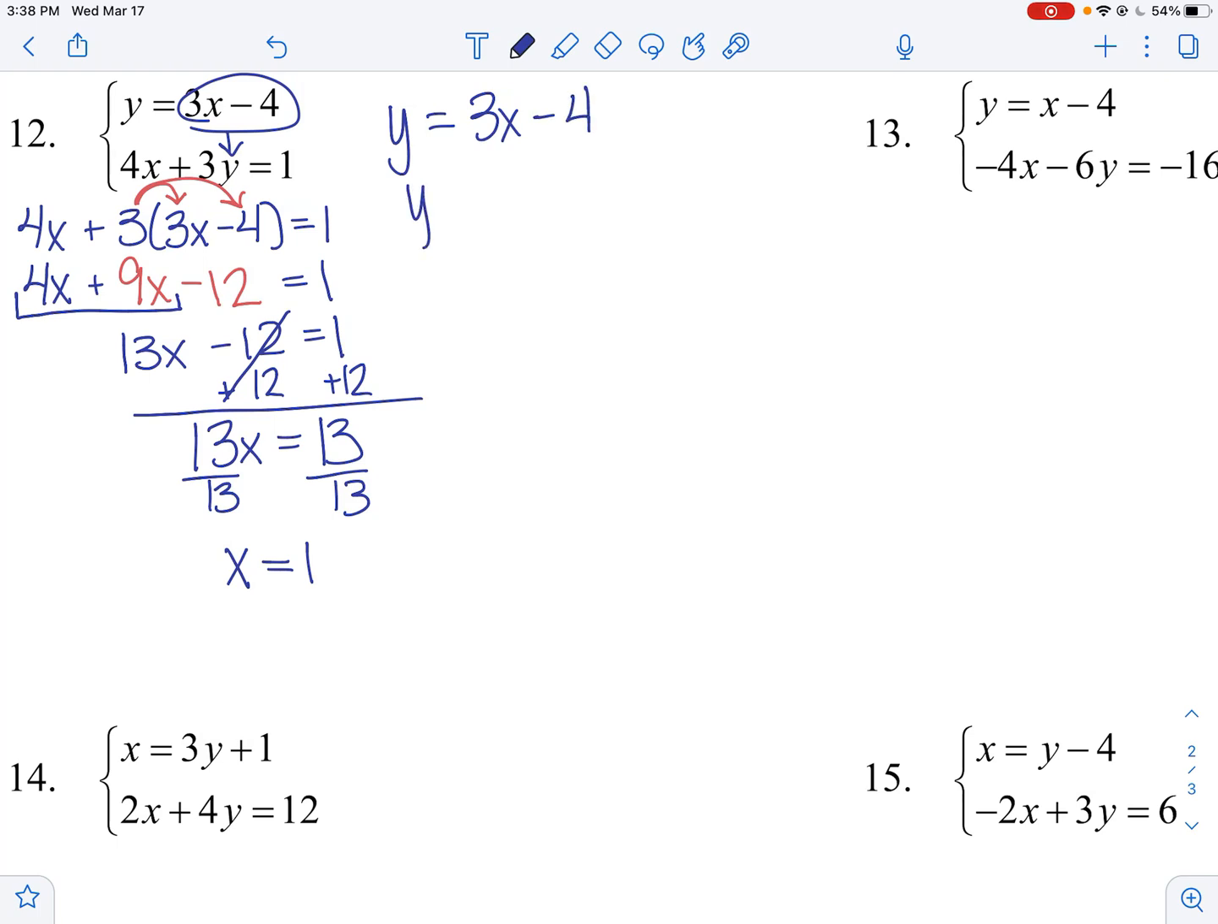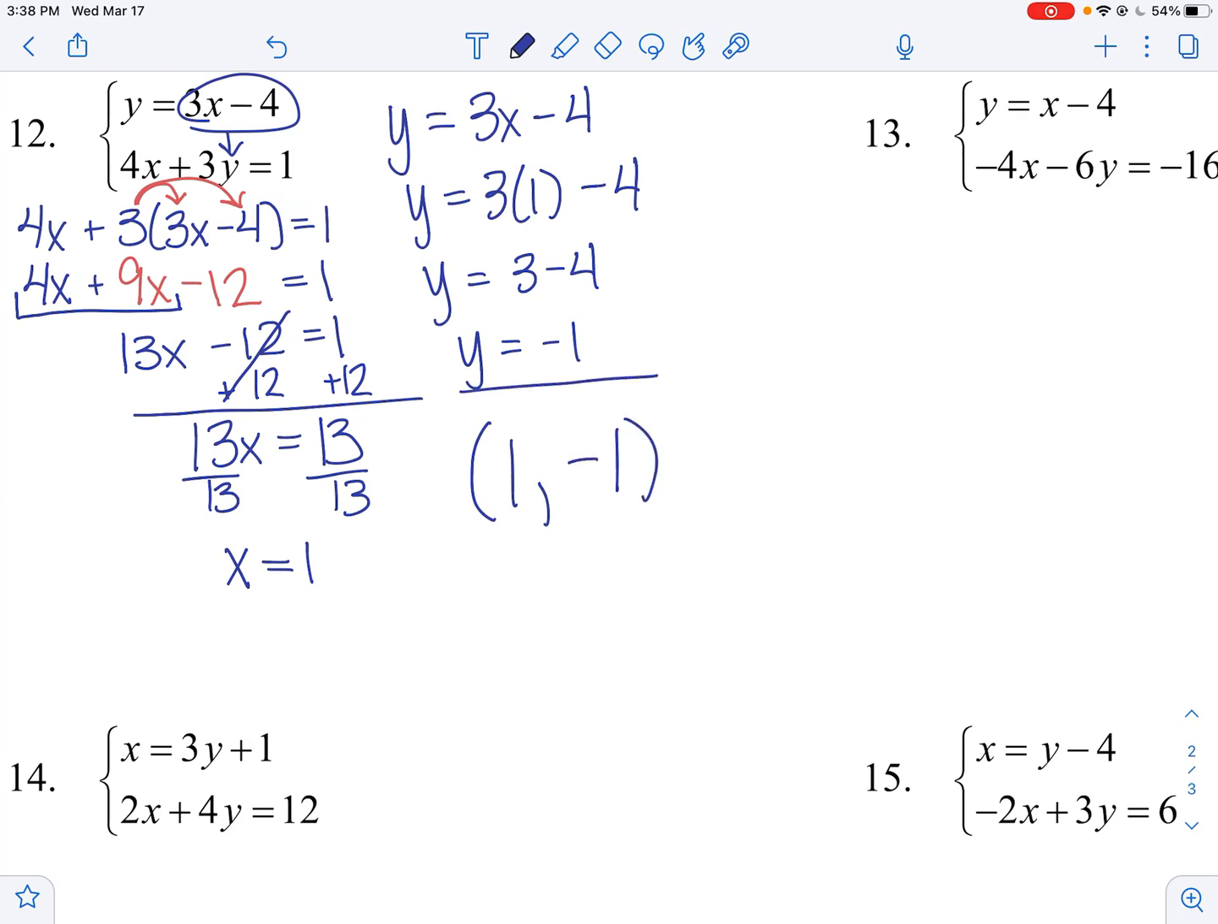Now, y equals 3x minus 4. We know that x is 1, so 3 times 1 minus 4, well, 3 times 1 is just 3, and 3 minus 4 is negative 1. So my point would be 1, negative 1.